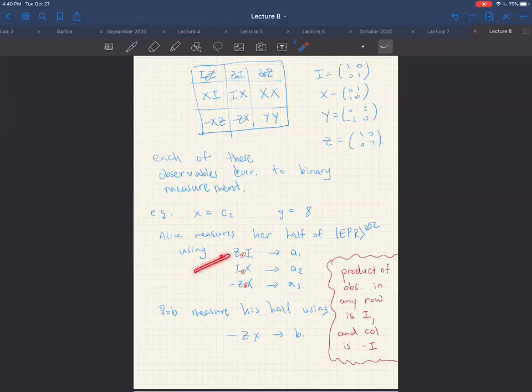So this looks like a two qubit measurement, right? But what I'm not saying is measure the first qubit using Z and then ignore this, measure the second qubit using I. That's not what this means. This thing as an observable is kind of like an entangling measurement. So this will actually entangle Alice's two qubits together in some way, and it returns a single bit as outcome.